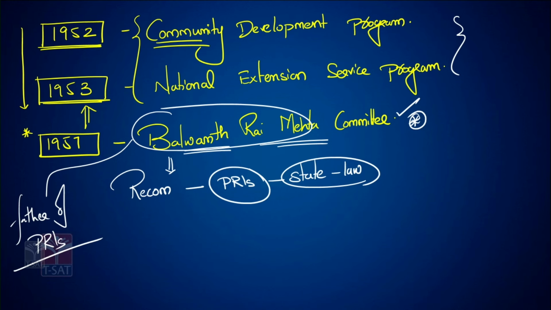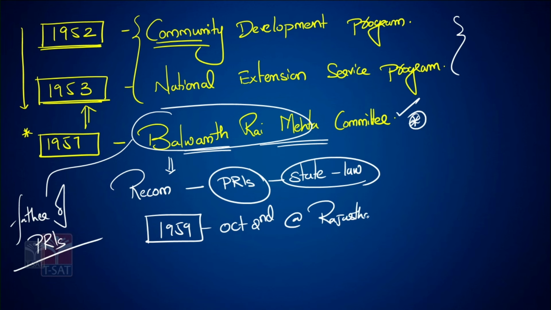Keeping the recommendations of Balwant Rai Mehta Committee, on October 2nd, 1959, Rajasthan became the first state to constitute a Panchayati Raj institution, followed by Andhra Pradesh. Very, very important for the exam. So, this is 1957.